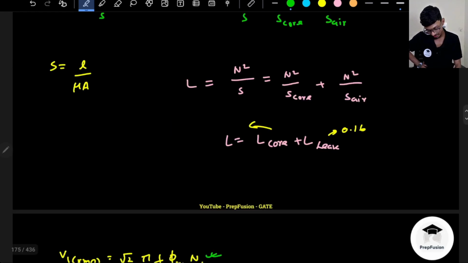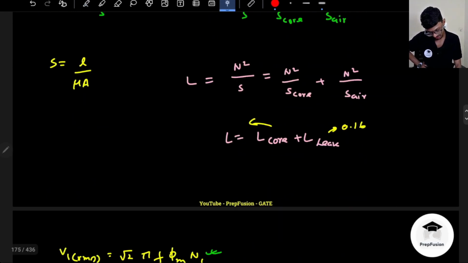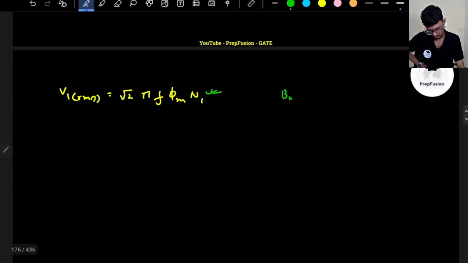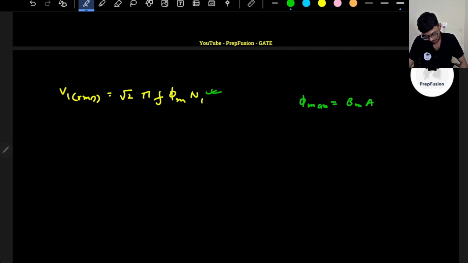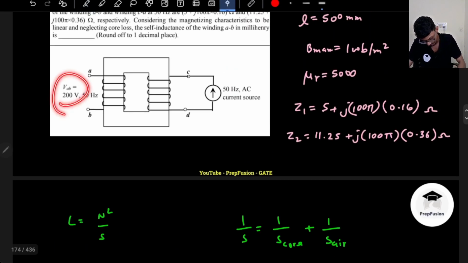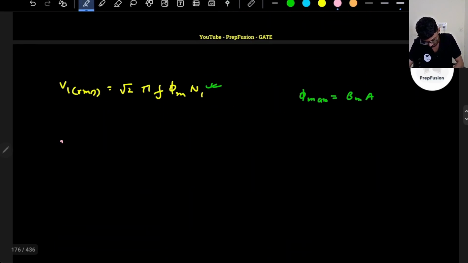But phi m is not given to me, but Bm is given to me. So what is Bm equal to? Bmax. Phi max is equal to Bm into area, because Bm is phi max divided by area. I will replace everything. So I know my V1 RMS. V1 RMS is given to me, that is 200 volts here.